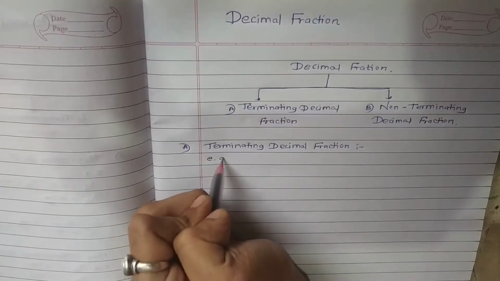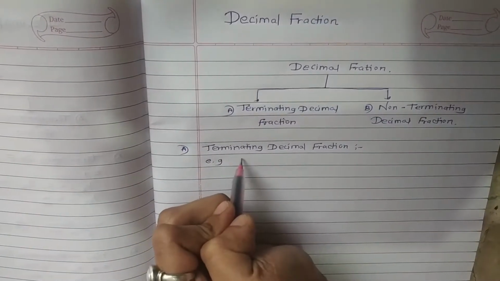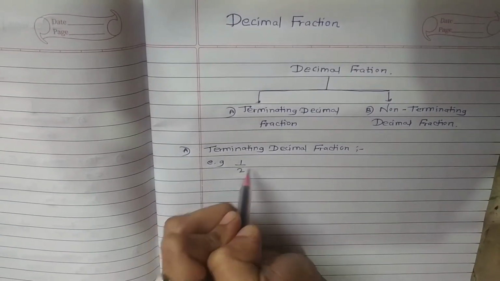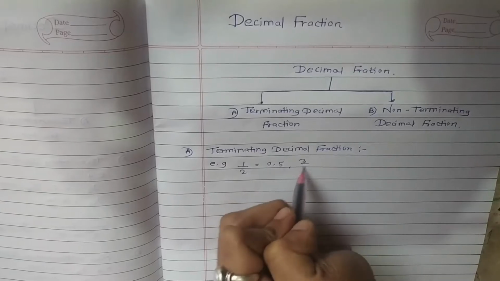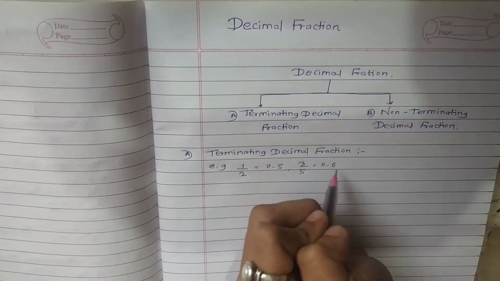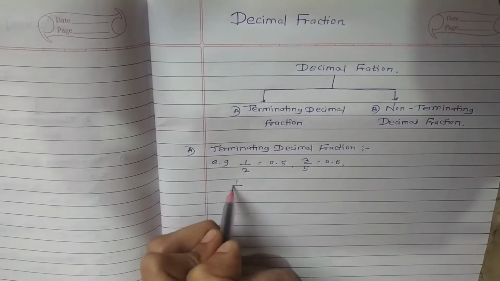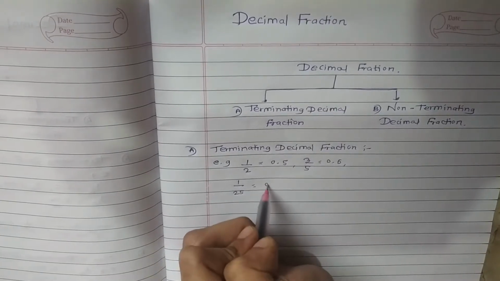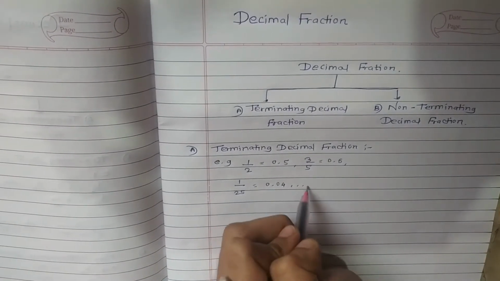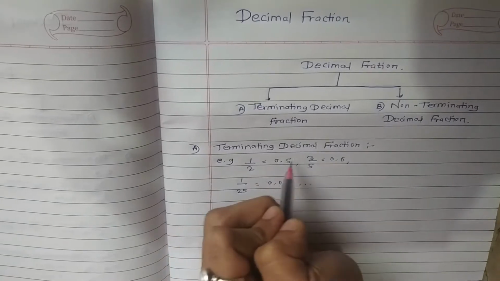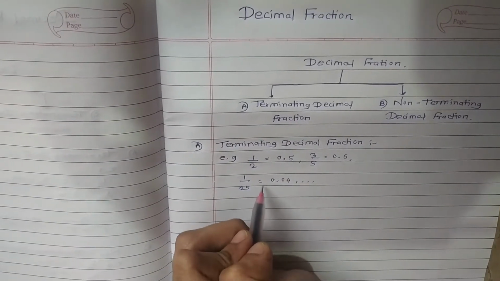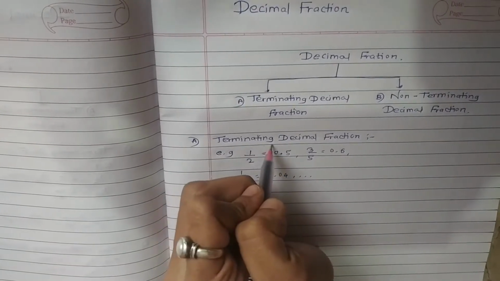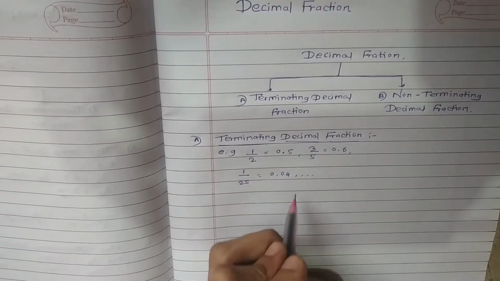Let's discuss with example. First example is 1 by 2 which is equal to 0.5, 3 by 5 which is equal to 0.6 and 1 upon 25 which is equal to 0.04 and so on. Here you can see that there are countable number of digits after the decimal points. So these decimal fractions are terminating decimal fractions.